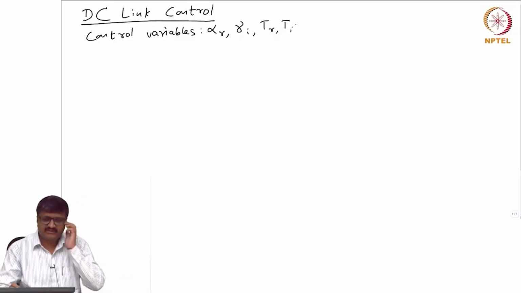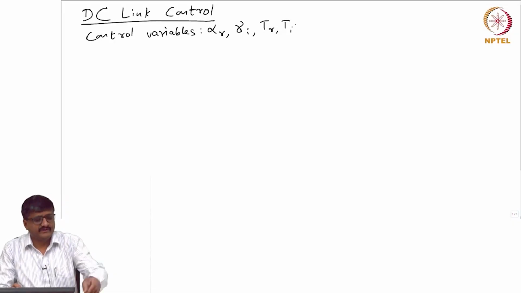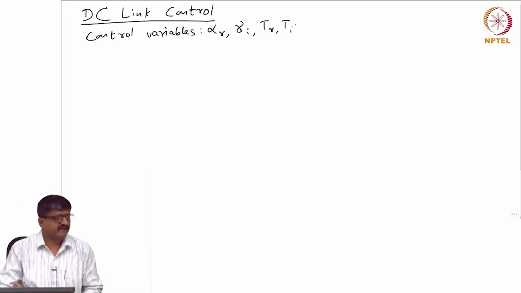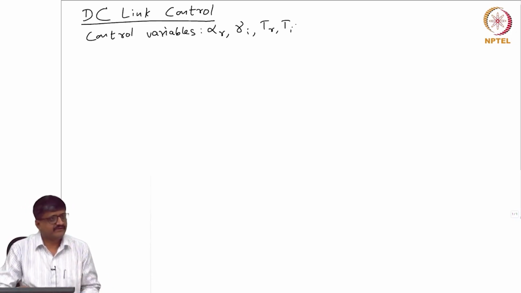So, we are discussing the DC link control. There are 4 control variables: the delay angle alpha for the rectifier, alpha R, the extinction angle gamma for the inverter, gamma I. For normal operation gamma I is also the commutation margin angle. Then the on-load taps that are present on the transformer on the rectifier side as well as the inverter side, TR and TI.